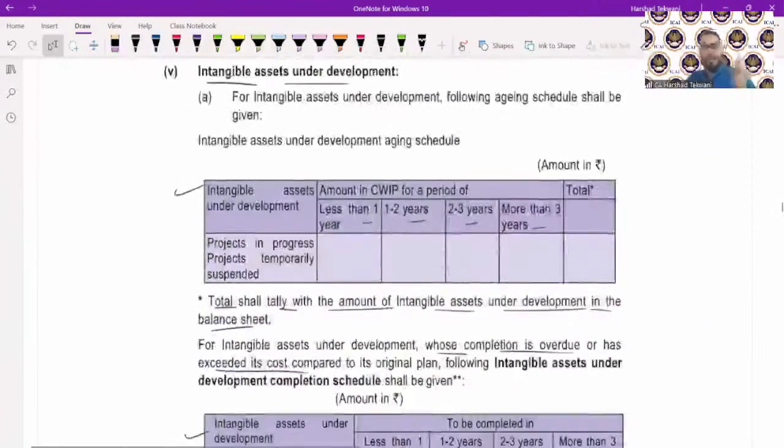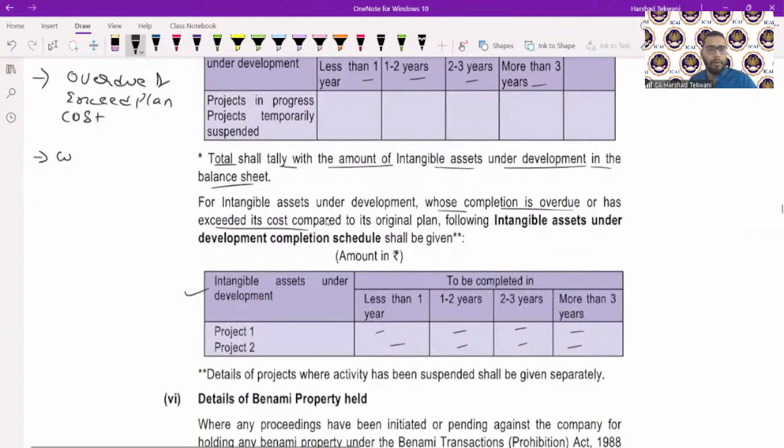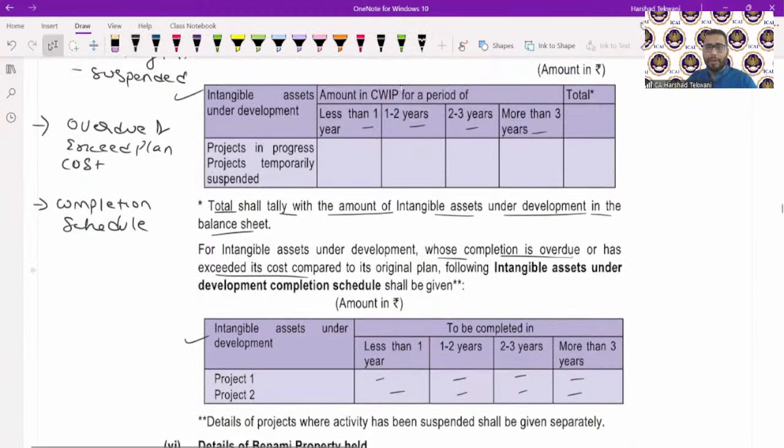Third, completion schedule. In the same way, I need to provide details for intangibles. Aging, which is in progress and suspended. Second, overdue and exceeded plan cost. Third, completion schedule. Clear? Any doubt for this particular topic?